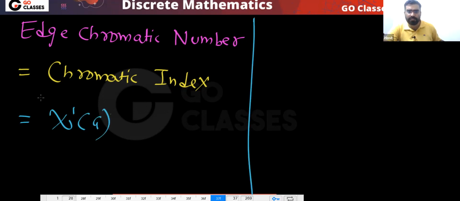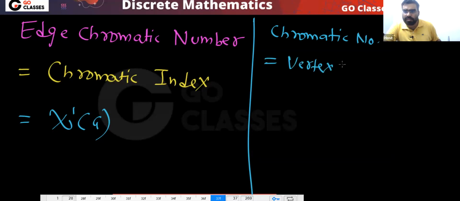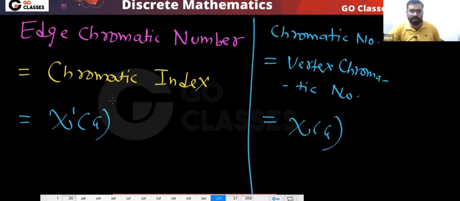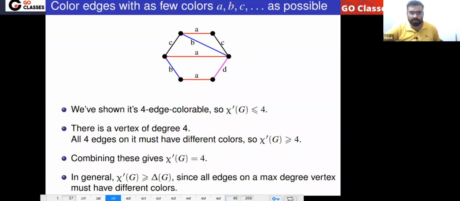This is the symbol. And what is chromatic number? If I directly ask you what is chromatic number, then that simply means vertex chromatic number. I told you by default chromatic number means vertex chromatic number, and that is your zeta of G. So remember, this is chromatic index.